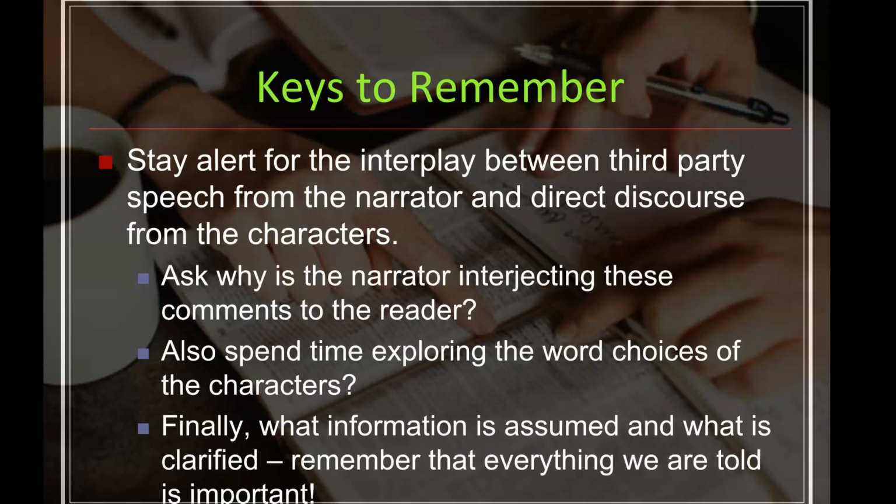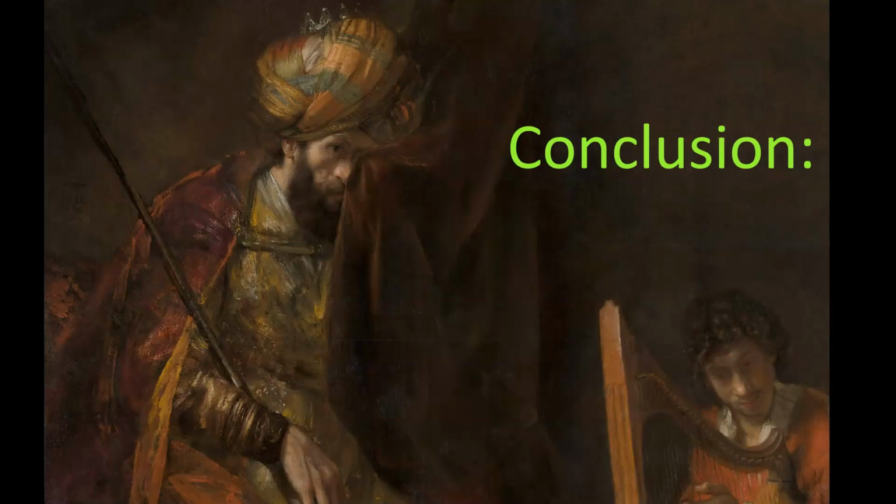Stay alert for the interplay between third-party speech from the narrator and direct discourse from the characters. Ask, why is the narrator interjecting these comments to the reader? Also spend time exploring the word choices of the characters. Finally, what information is assumed and what is clarified? Remember that everything we are told is important.